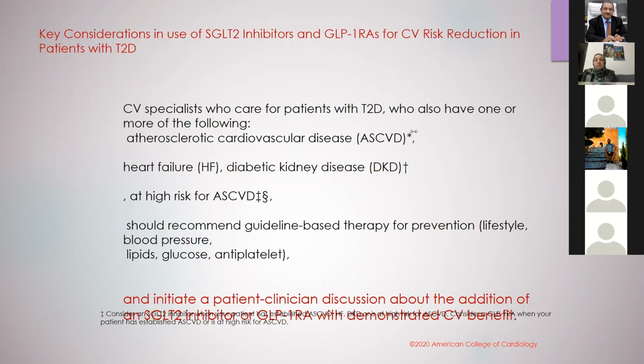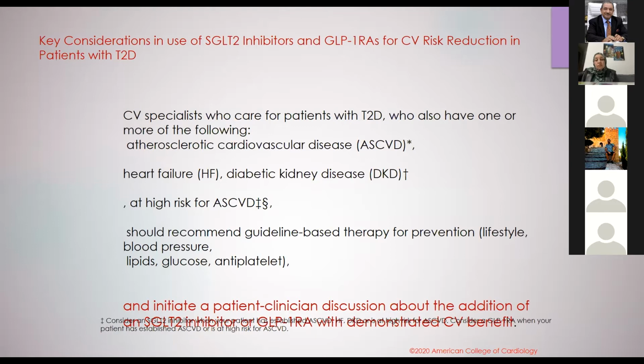Key considerations in the use of SGLT2 inhibitors and GLP-1 receptor agonists for cardiovascular risk reduction in patients with type 2 diabetes. The first one is from the American Association of Clinical Endocrinology, ACE, and the American College of Cardiology. Look at this part of the treatment. Clinicians should discuss treatment with SGLT2 inhibitors and GLP-1 agonists with patients who have atherosclerotic cardiovascular disease, heart failure, or diabetic kidney disease. Any patient who has those should discuss treatment with SGLT2 and GLP-1, in addition to other treatment, which is lifestyle and metformin or whatever we'd like. This is one part. Next slide.